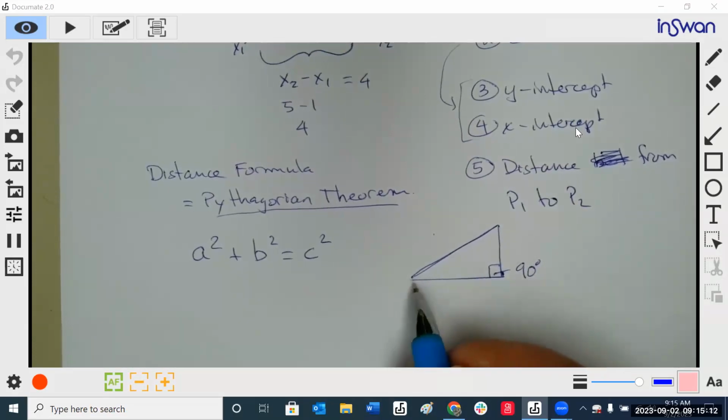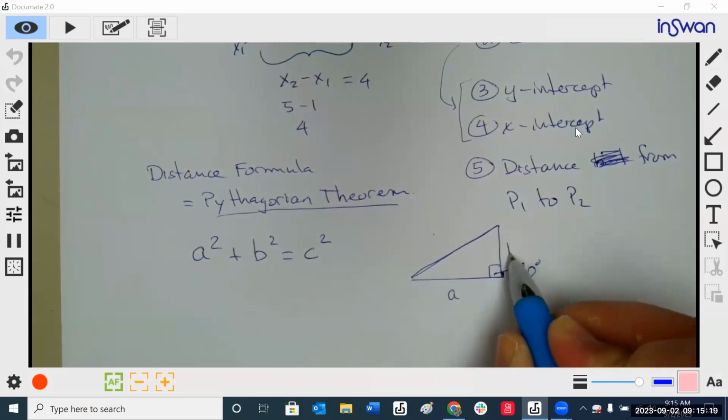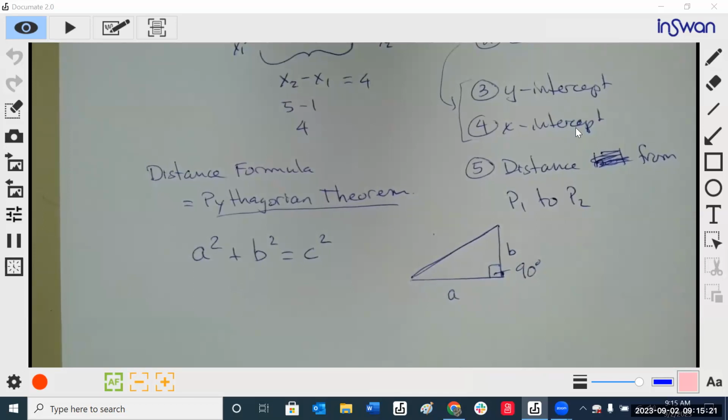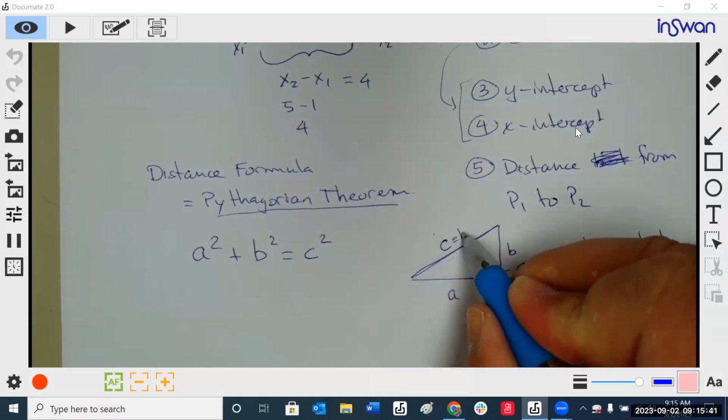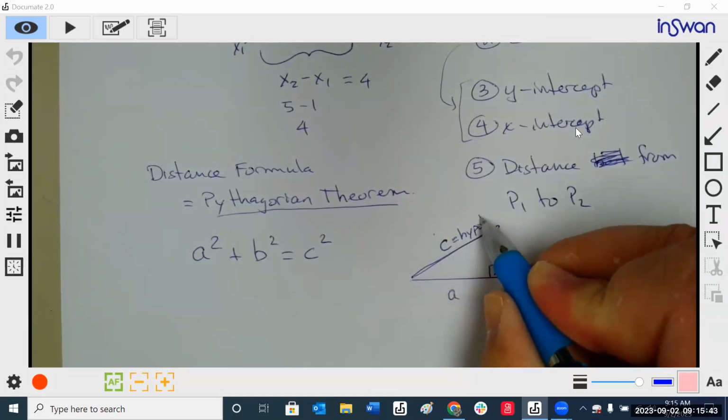So we'll call the horizontal, these are called the legs. That's the horizontal leg. And this one is the vertical leg. The legs are the short distances. This is called the hypotenuse.